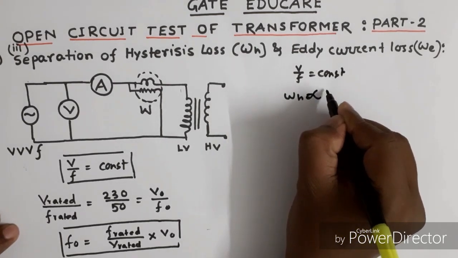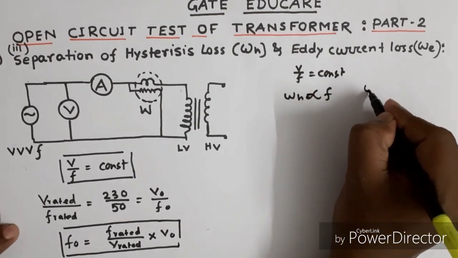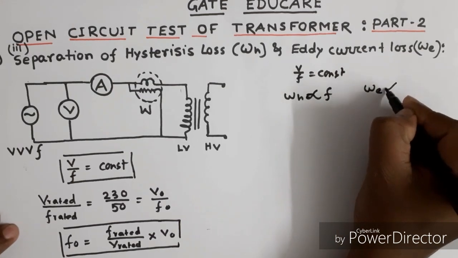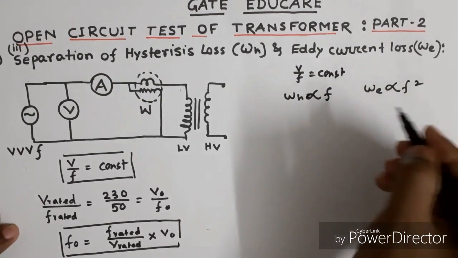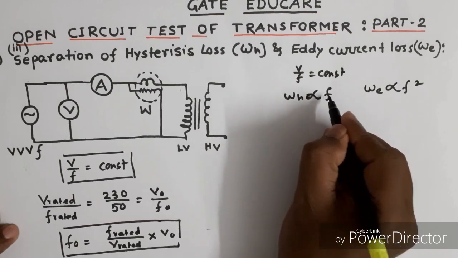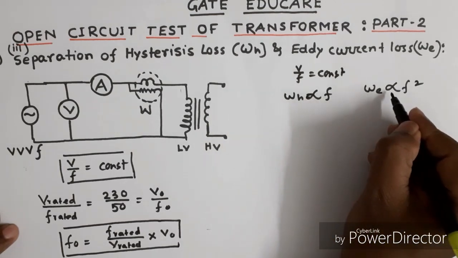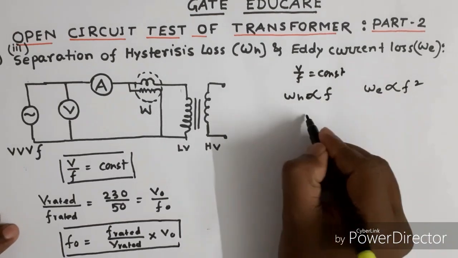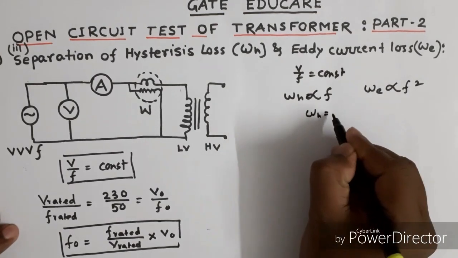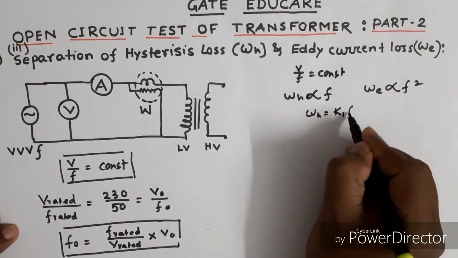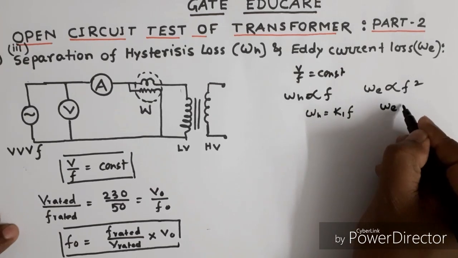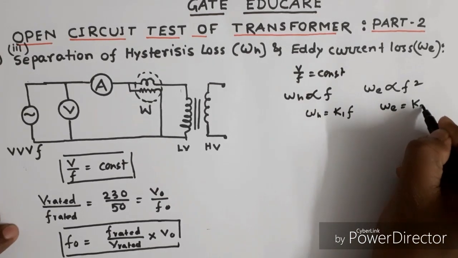Now, whenever V by F equal to constant is maintained, then we know the hysteresis loss W of H is proportional to F and eddy current loss W of E is proportional to F square. Hysteresis loss is proportional to frequency and eddy current loss is proportional to frequency square. That is, hysteresis loss equal to some constant K1 into F and eddy current loss equal to some constant K2 into F square.